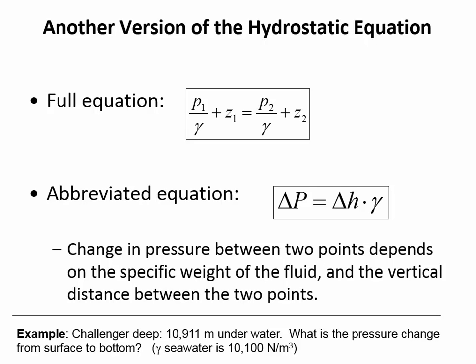So Challenger Deep is at the bottom of the Mariana Trench in the Pacific Ocean, and the depth there is 10,911 meters. Since that's in the ocean, the unit weight that we should use is that of seawater. It has a higher unit weight because of the salts that are dissolved in seawater compared to freshwater. So from the surface to the bottom, what's the change in pressure for Challenger Deep?